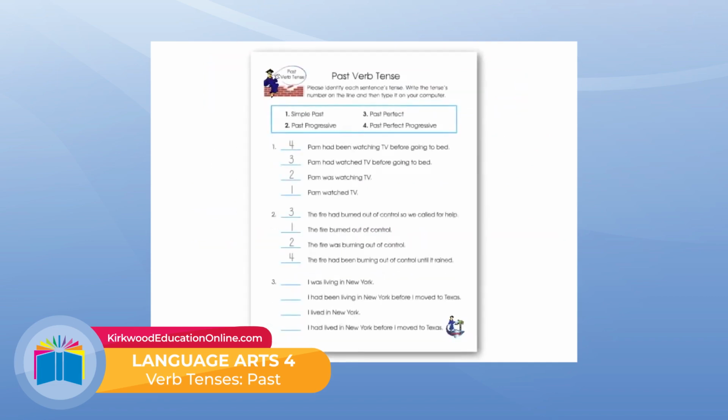Now I want you to go ahead by yourself and do the next set of sentences. Decide whether it's simple past, past progressive, past perfect, or past perfect progressive.